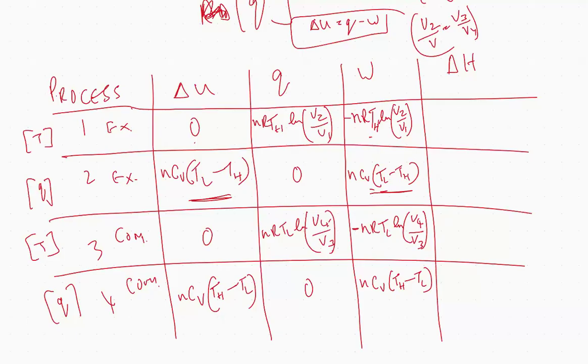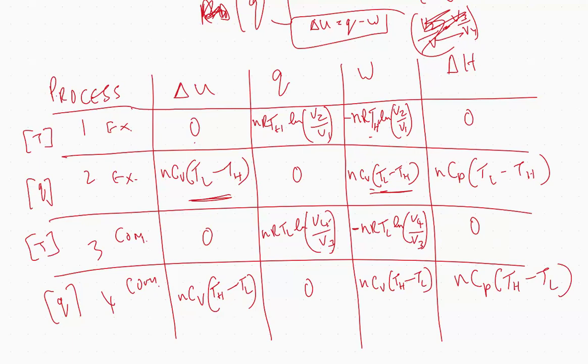So delta H in the first situation is 0. The second one, we'll say n Cp, T low minus T high. You can see delta U and delta H are going to be 0, matching that. And here you can see it has changed from U to that. So just accept these equations and remember them, and you can use them.